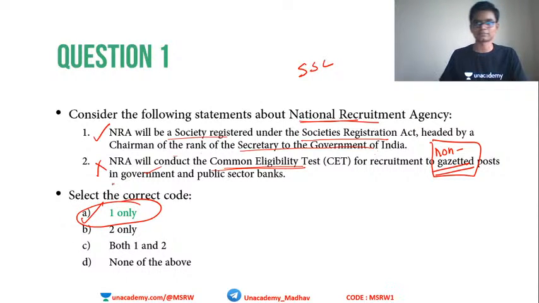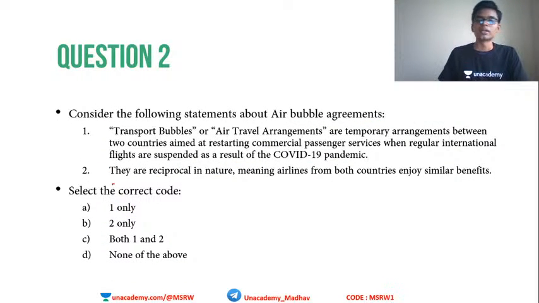2. Consider the following statements about air bubble agreements. 1. Transport bubbles or air travel arrangements are temporary arrangements between two countries aimed at restarting commercial passenger services when regular international flights are suspended as a result of the COVID-19 pandemic. 2. They are reciprocal in nature, meaning airlines from both countries enjoy similar benefits. Select the correct code. Question number 2 is on the board.